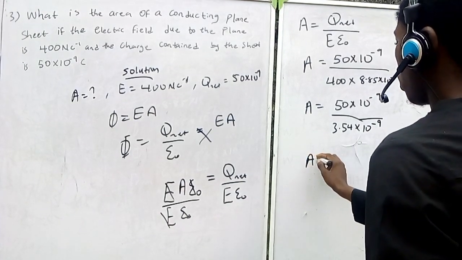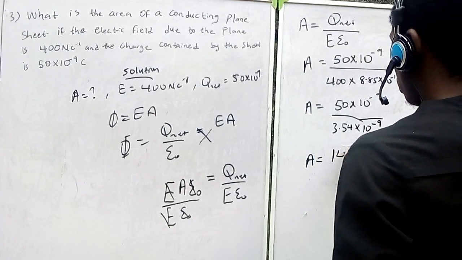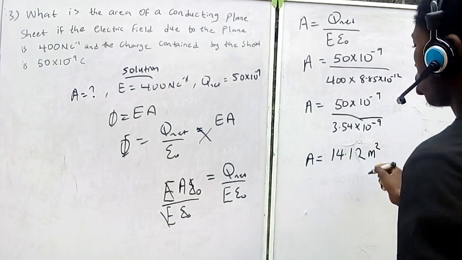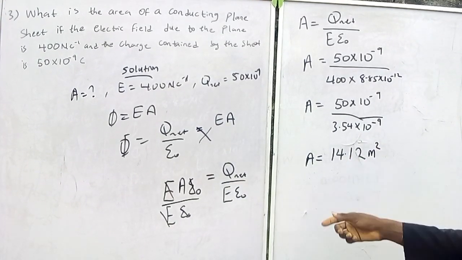So when you divide that, our area should be something like 14.12 meter squared. 14.12 meter squared.